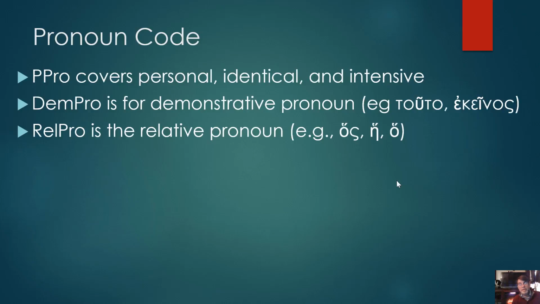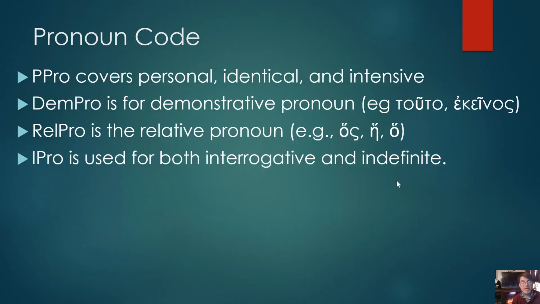So for example, here are the nominative singular forms for the relative pronoun. Hos is who when it's a he. Hē is the nominative when it's a she. And then ho means what, or that which, or something like that. Relative pronoun.